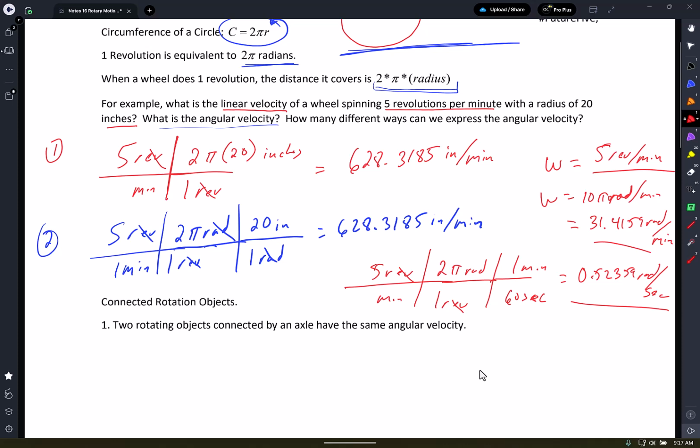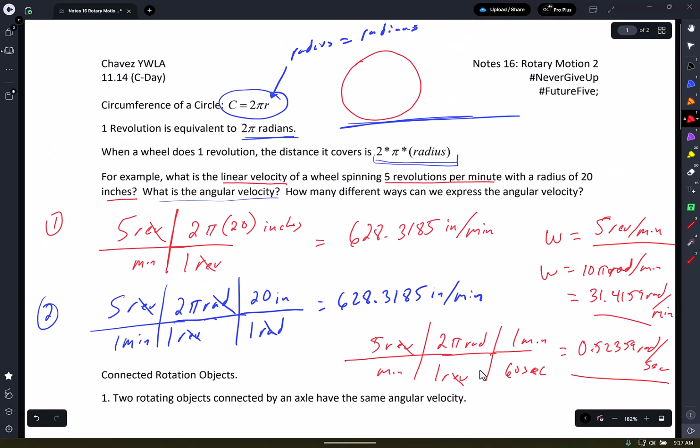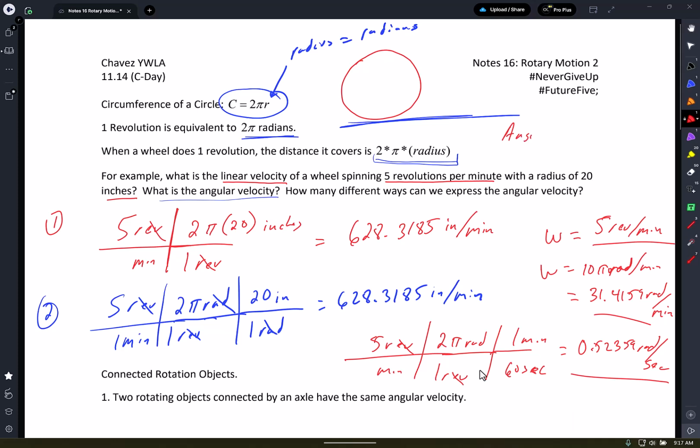Angular velocity is how fast something rotates. Linear velocity is the distance covered over time. So should I write that somewhere here? Angular is rotational speed. Linear, and I'm talking about velocity, is distance divided by time.